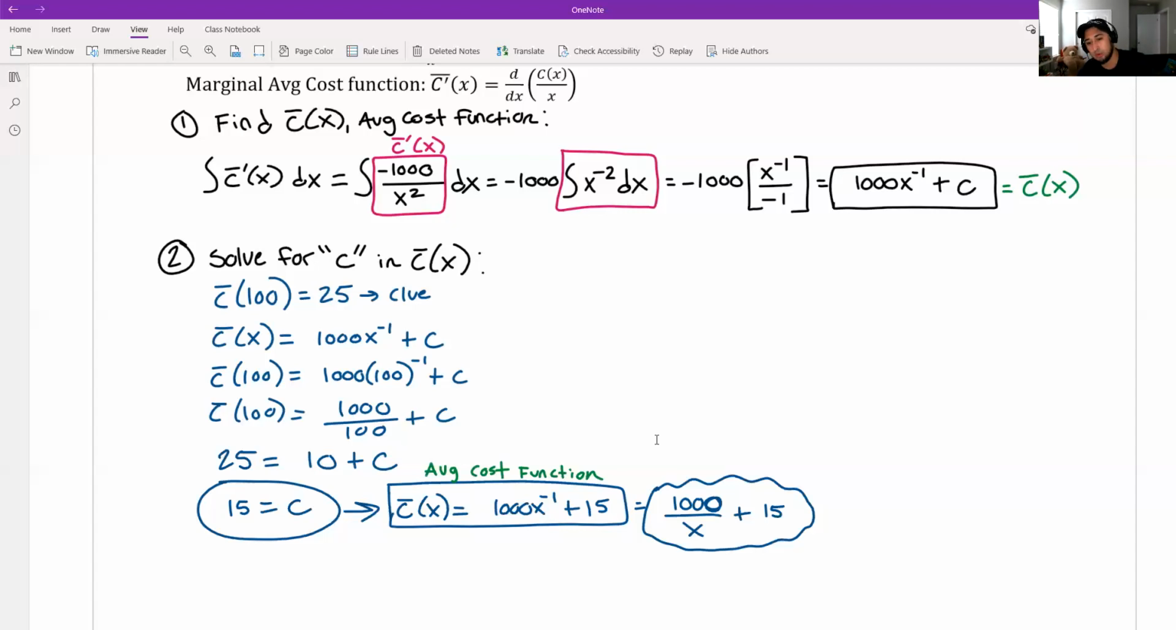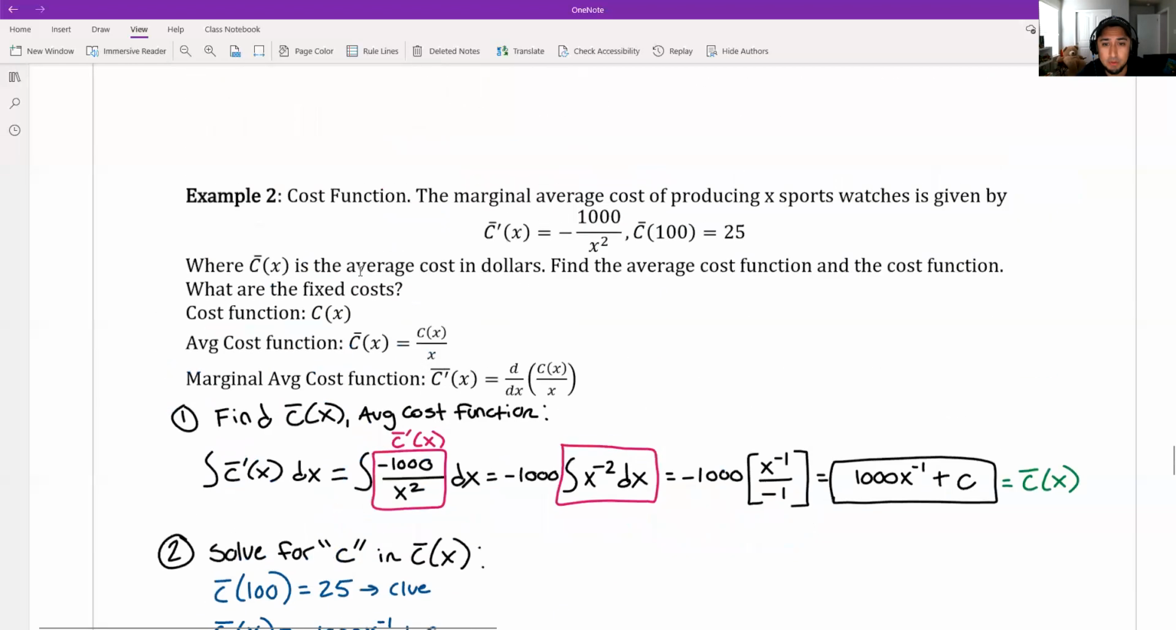Okay. Cool. So there's the average cost function written both ways. Okay. So this means that our next step is to find average cost function, and then find the cost function, and then figure out what your fixed costs are.